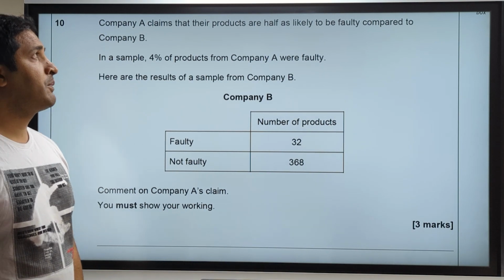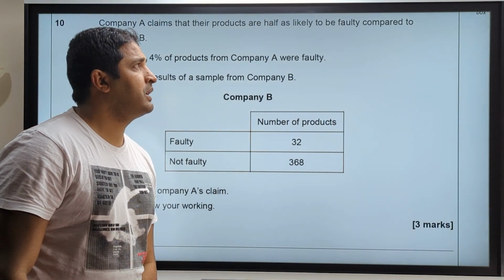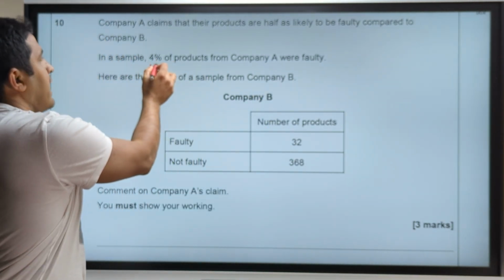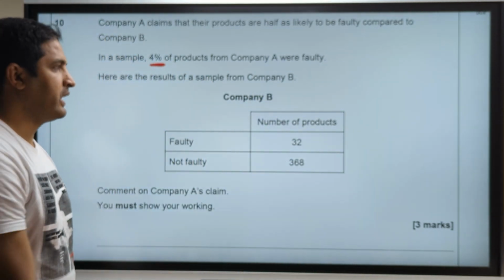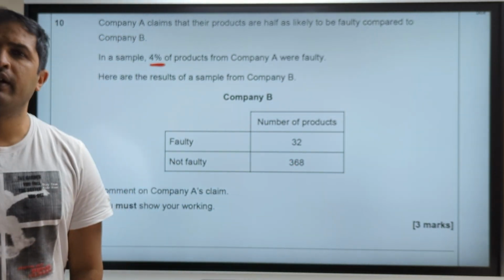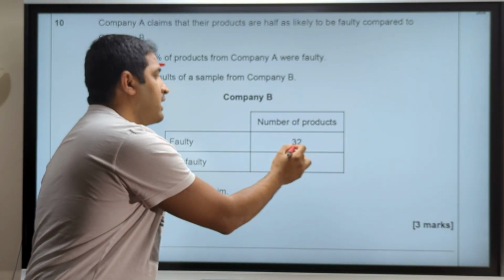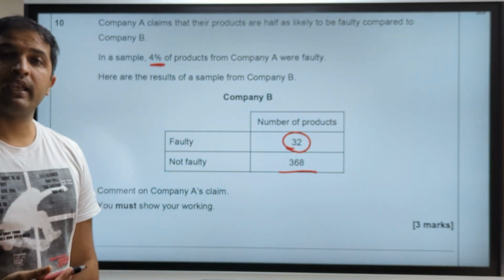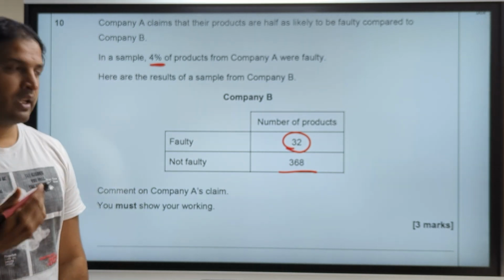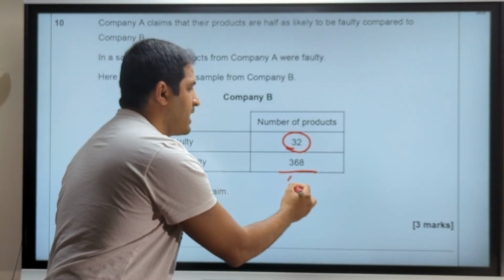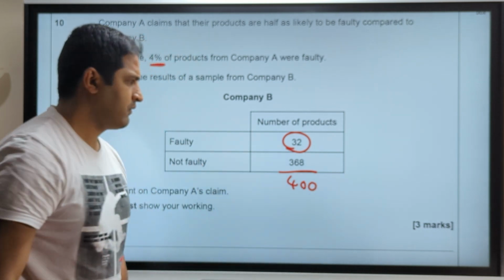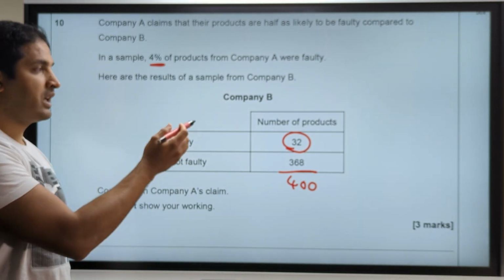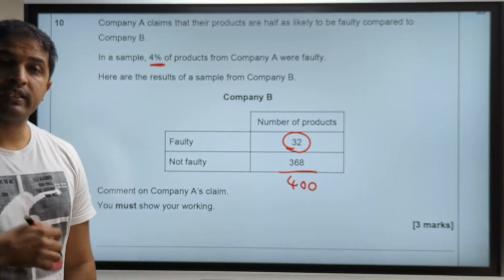Company A claims their products are half as likely to be faulty compared to company B. We know company A has 4% faulty products, so company B should have 8% faulty. If we're saying this 32 faulty product out of the total is making 8%, then we have successfully done that. When you add 368 and 32, they add up to 400. So company B makes 32 faulty and 368 not faulty.